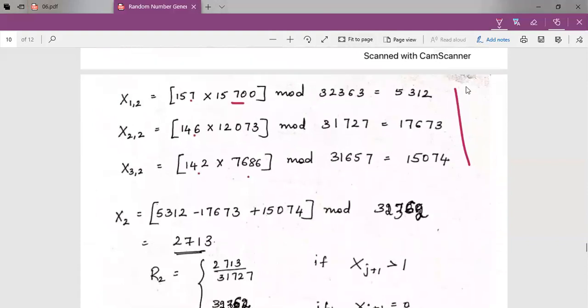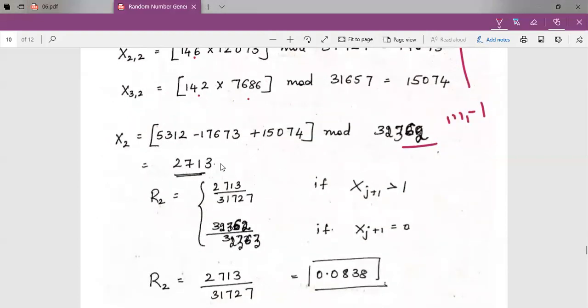Then x2 is calculated as what? This minus this plus this. So 5312 minus 17673 plus 15074 mod. Then once again always modulus value of the first generator minus 1. Fine. 2713. Now check whether it is greater than 1. It is greater than 1, so use this.